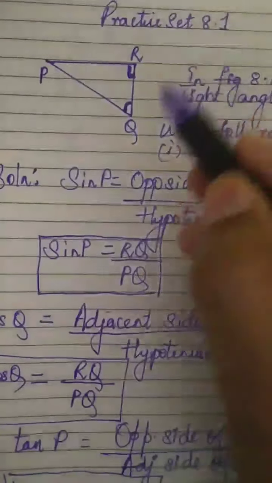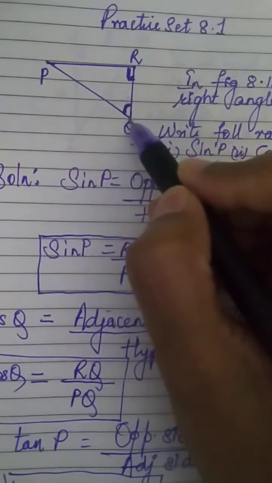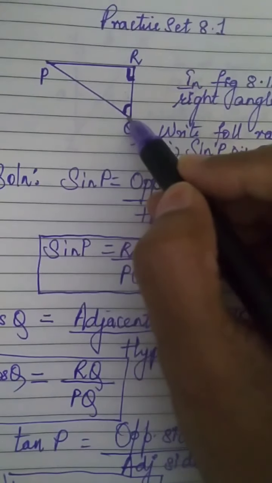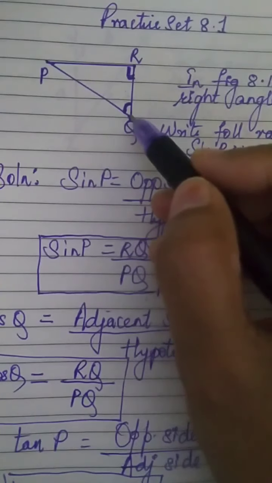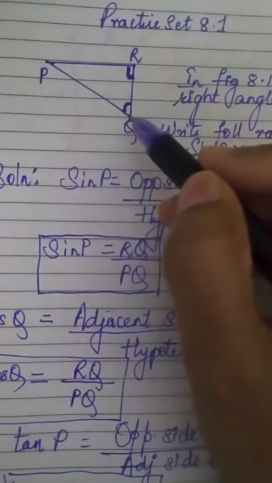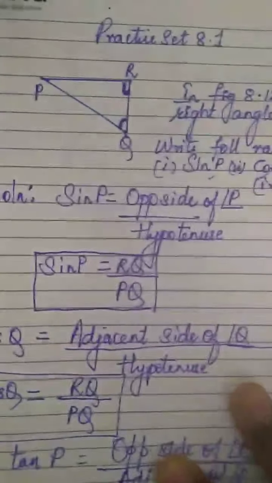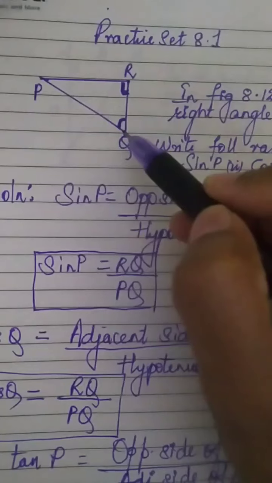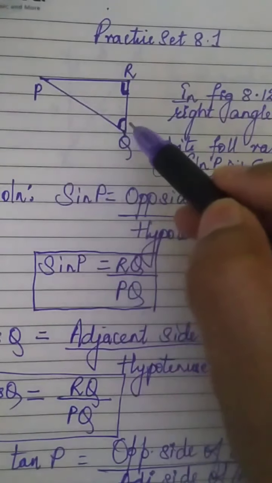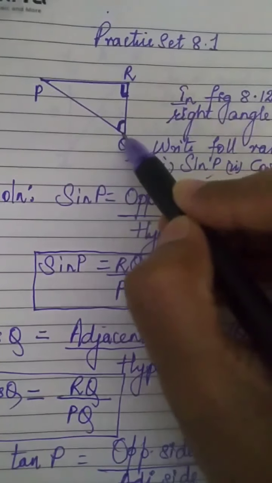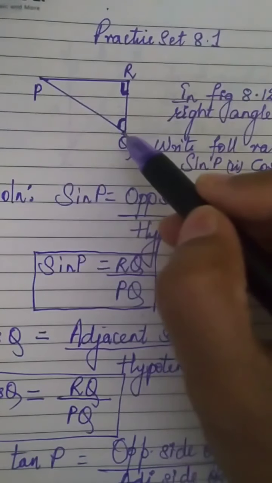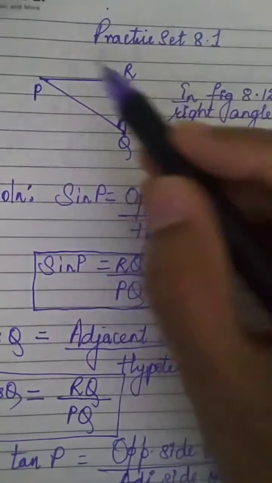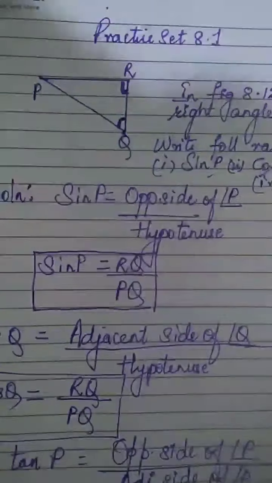Tan Q. Where is Q? Q is here. Tan Q means opposite side of angle Q upon adjacent side of angle Q. Tan Q is asked, no? Angle Q's opposite side is PR, upon angle Q's adjacent, which is RQ. So the answer is PR upon RQ.